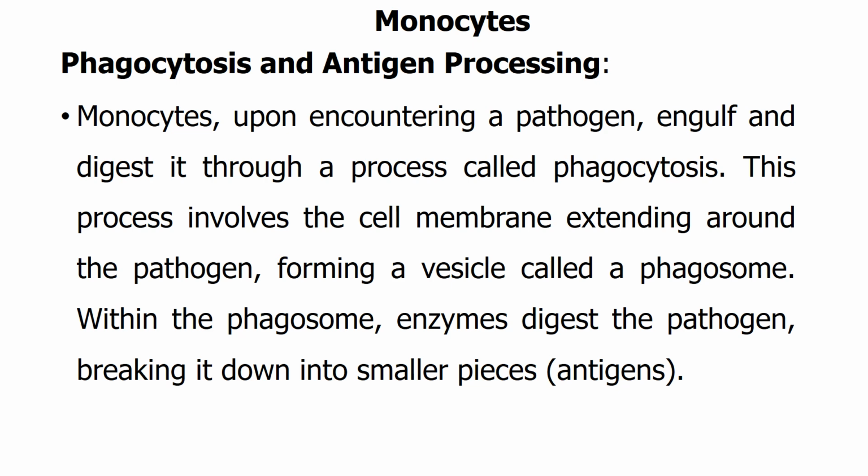Monocytes. Upon encountering a pathogen, monocytes engulf and digest it through a process called phagocytosis. This process involves the cell membrane extending around the pathogen, forming a vesicle called a phagosome. Within the phagosome, enzymes digest the pathogen, breaking it down into smaller antigens or pieces.